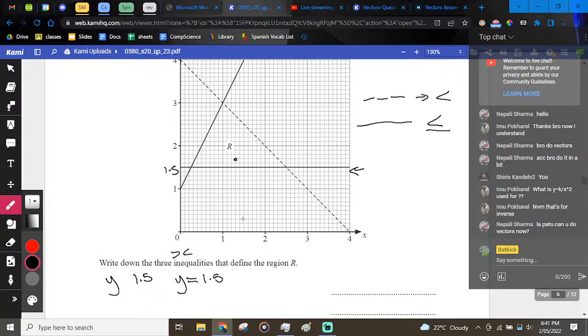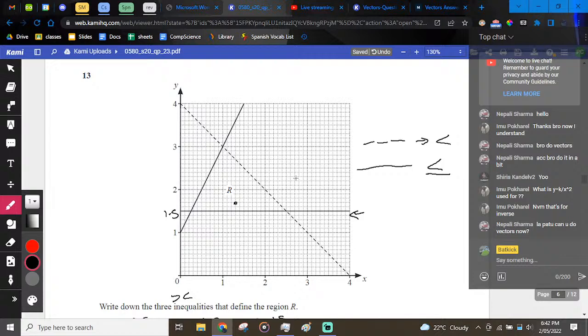So at this point, y is 2, so y is greater than 1.5. That's how you can turn this into your correct pointing sign. You can do the same for the others.